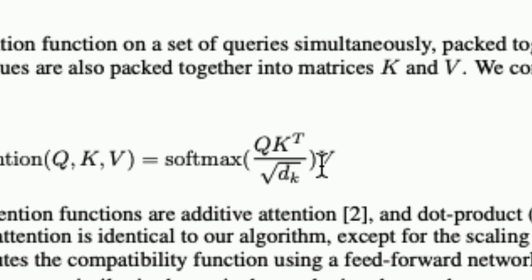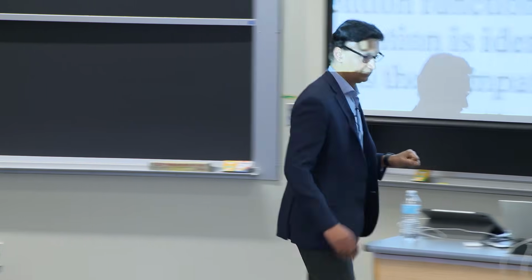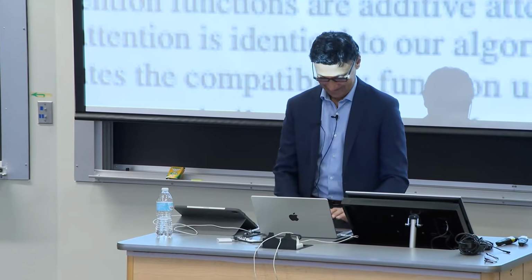QK^T times V, softmax. Okay? So this is the famous transformer formula. And congratulations, now you understand it. You seem less than fully convinced. OK.